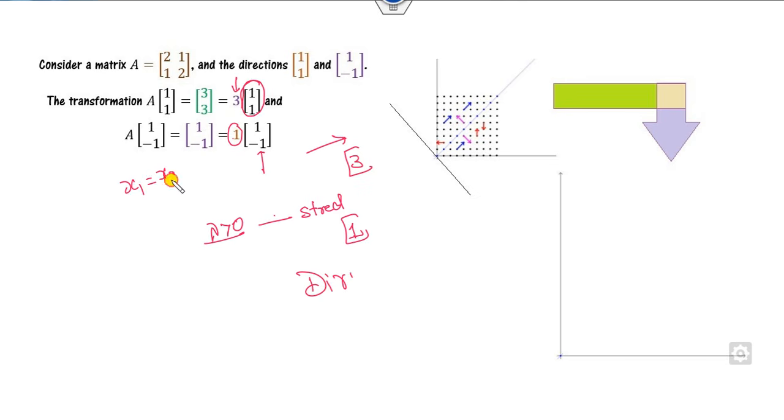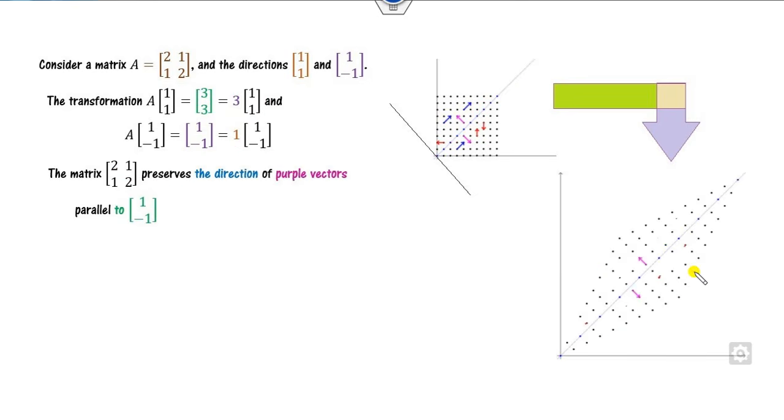x1 is equal to x2. Which one is the direction? Here, x1 is x2. So if I draw this line, then the line, this blue color, is stretched by 3 times the length. Corresponding to this, it's 1. So if initially this is the length, what is that? This is x1 equals minus x2, corresponding to here. This pink color is my length corresponding to this parallel line.